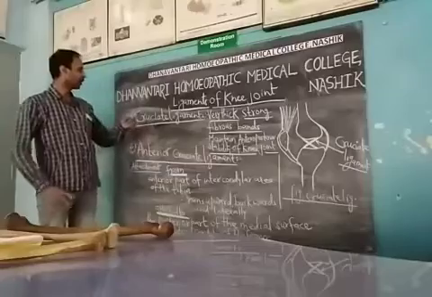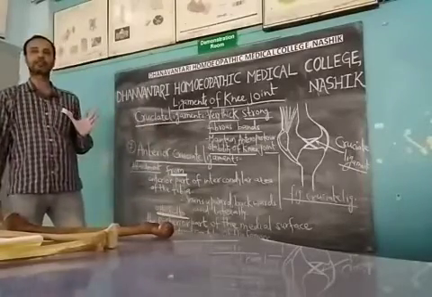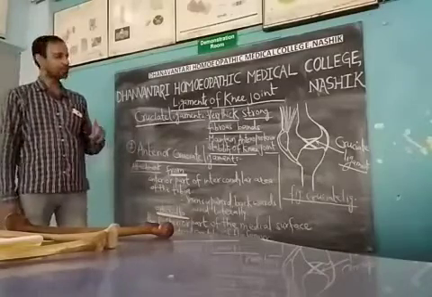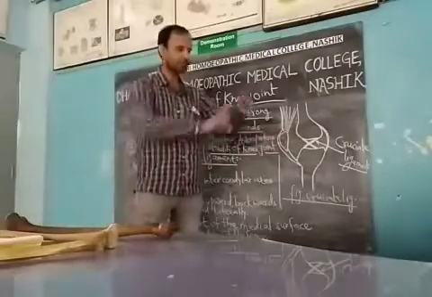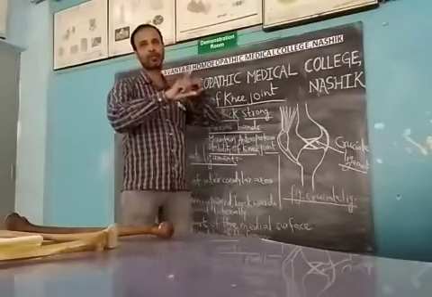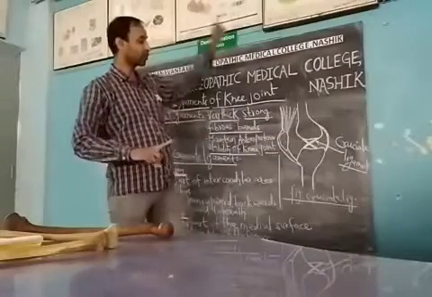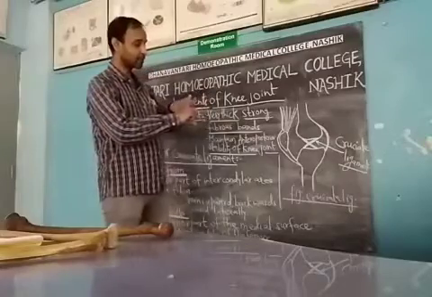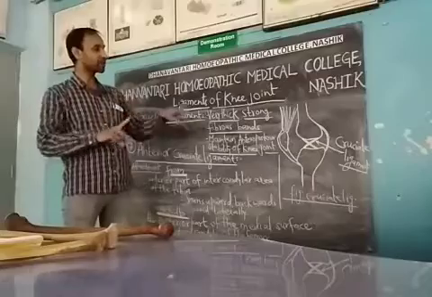Now the next ligament we are going to learn, the 7th ligament, is the cruciate ligaments. These are the two cruciate ligaments: the anterior cruciate ligament and the posterior cruciate ligament. The name itself suggests cruciate. See in this diagram, this is a cross. Cruciate means a cross. Because the two ligaments are crossing, they give strong support, and that's the reason these are called cruciate ligaments.